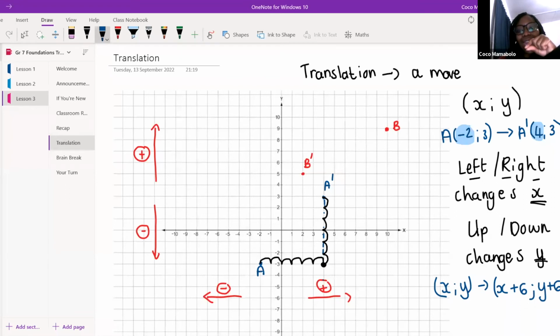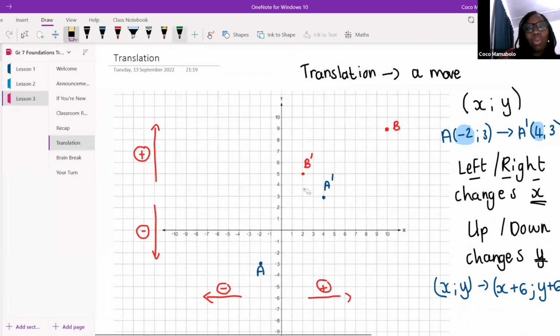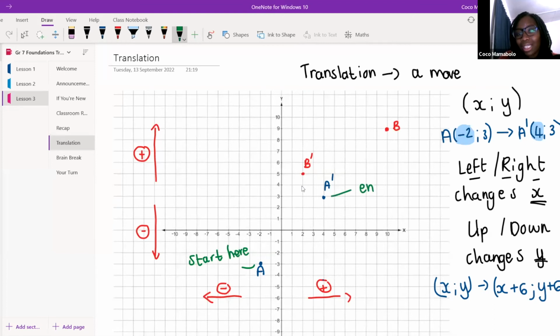Okay, we're going to add 6. I'm going to do that again, so that we're not confused. What I want to do is start here. This is where I start, and I want to end here. That's my start point and my end point.